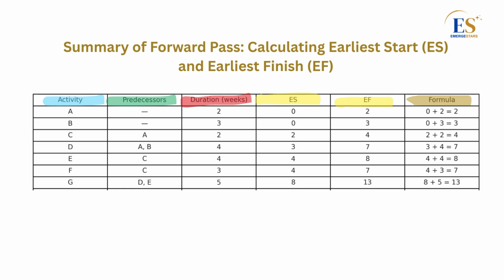And that's the last, but not the least, the summary of the forward pass, calculating earliest start, ES, and earliest finish, EF. I hope this session helped you clearly understand how each activity connects and how to calculate ES and EF step by step. Remember, mastering the forward pass is the foundation for understanding the backward pass and finding the critical path in project management.